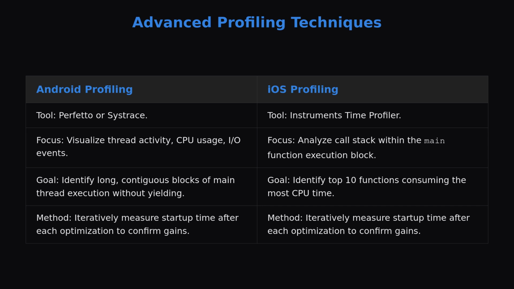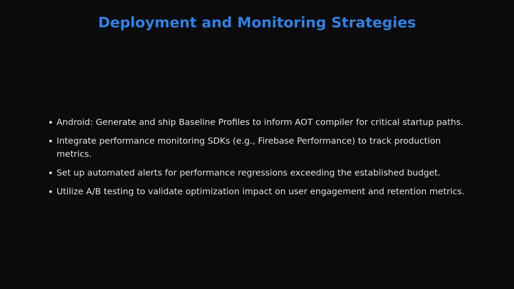Iteratively measure startup time after each optimization step to confirm performance gains and prevent regressions from being introduced. Leverage platform deployment features to improve startup performance for end users immediately. On Android, generate and ship baseline profiles. These profiles inform the ahead-of-time compiler which code paths are critical during startup, resulting in optimized machine code execution.